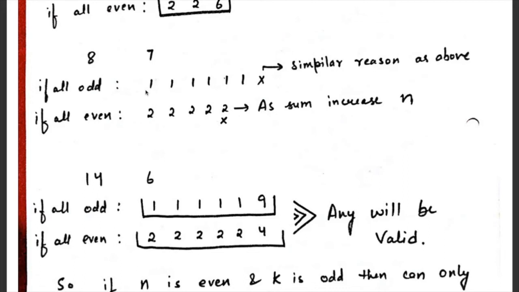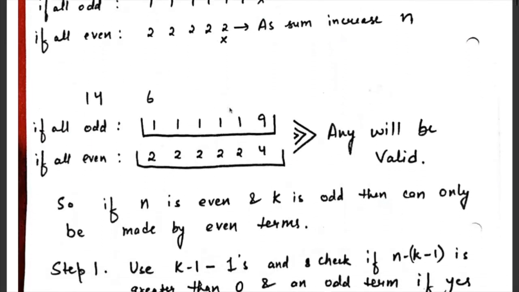The reason I have taken k minus 1 terms as 1 in the case of odd and k minus 1 terms as 2 in the case of even is simply because they are the minimum numbers in both parities, and if we cannot generate the sum by these numbers, then we cannot generate it with greater numbers as well. That's why I have taken the minimum number.